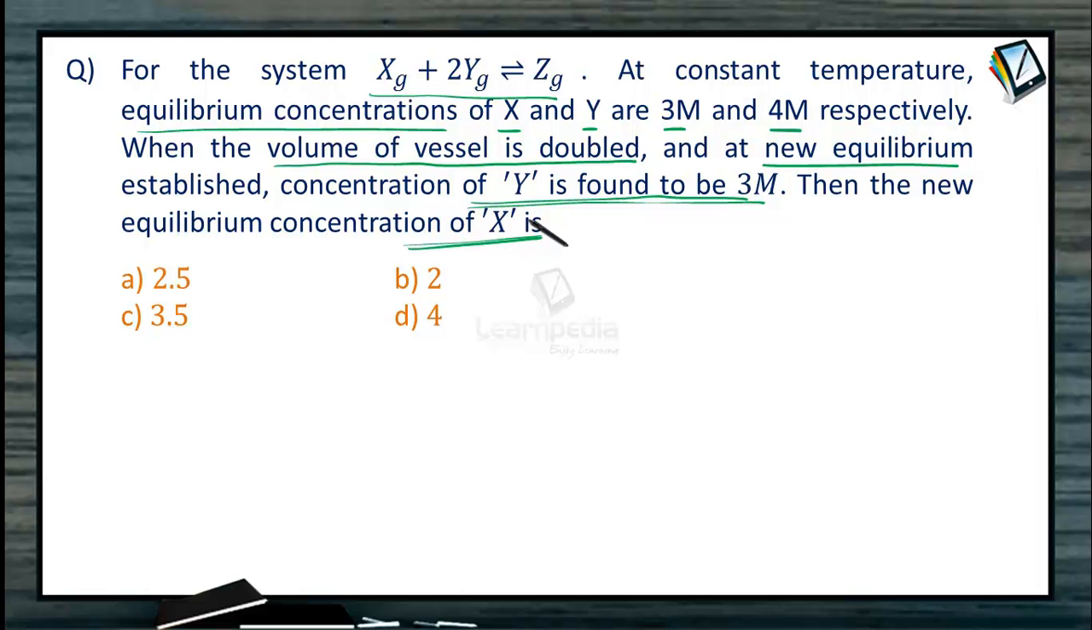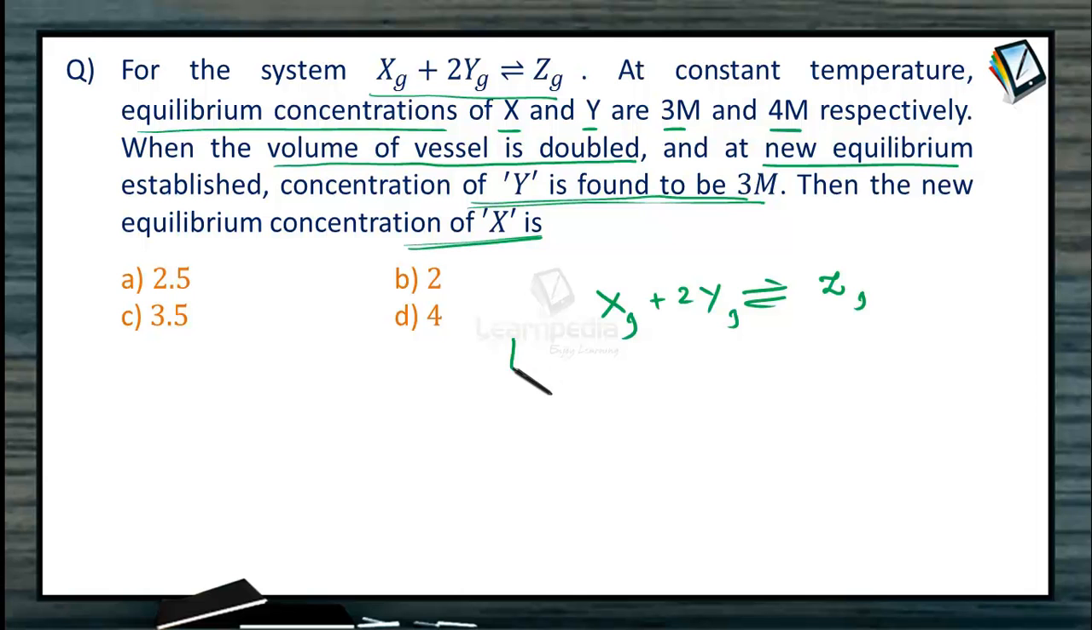So here the volume of the vessel is doubled. Then how is the equilibrium system disturbed? And what will be the change in the concentrations of Y and X? Y is given, X is asked. So the system is X gas plus 2Y gas giving Z gas. This is the system given.